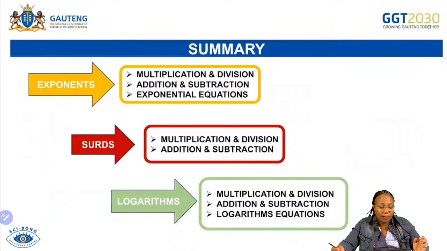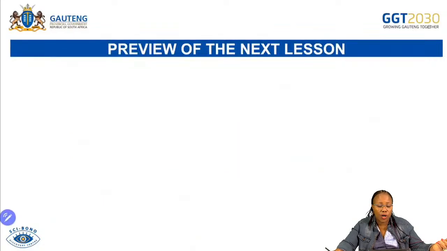And the summary of the content that we have done today: we looked at the exponents, multiplying and dividing, adding, subtracting, exponential equations. That means you must master all of that below the exponent. Under surds, you must know how to multiply, divide, add, and subtract them. Under logs, you must know how to multiply, divide, add, and subtract. And you must also know how to solve the log equations.